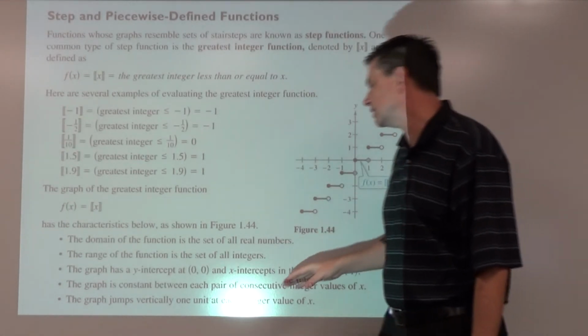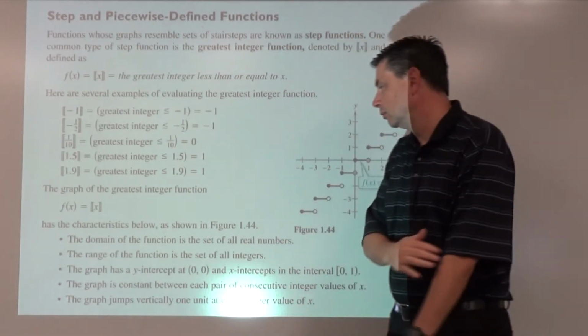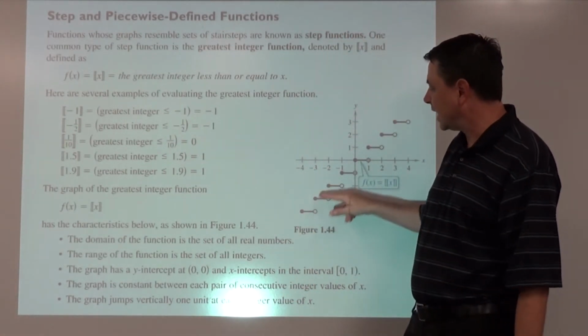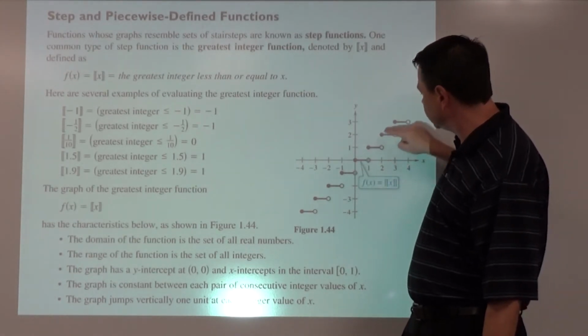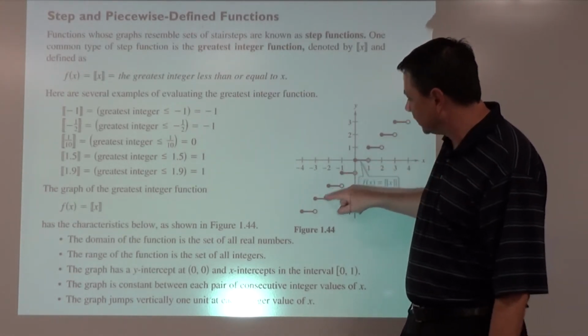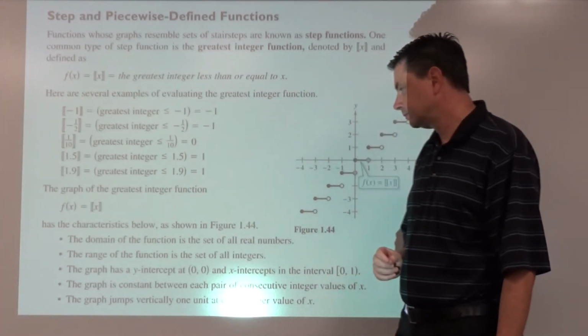So characteristics: the domain, we can plug in any number, so the domain is all real numbers. But the range, the y values, only integers. So the range is 0, 1, 2, 3, 4, -1, -2. Can't get an output value that's not an integer.